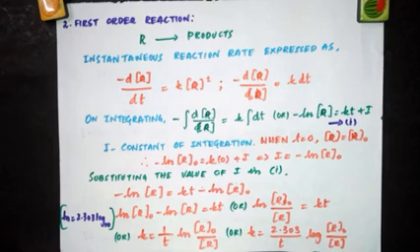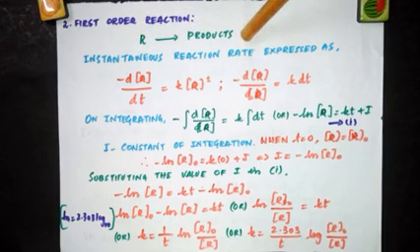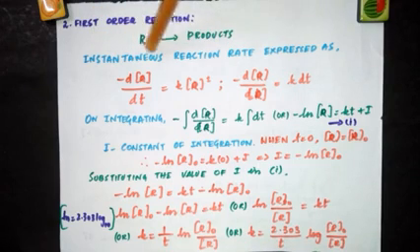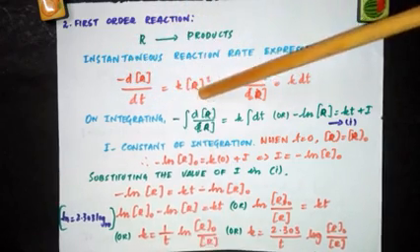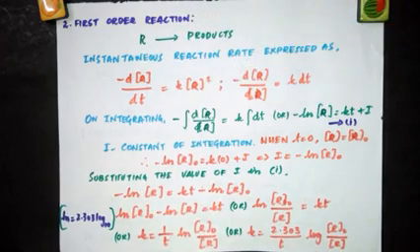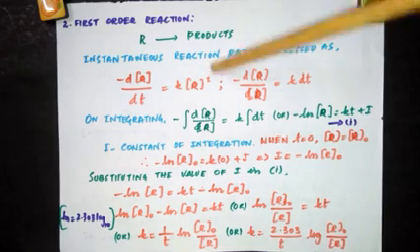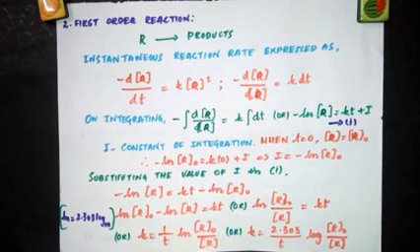We know in a first order reaction, the rate of the reaction is directly proportional to the concentration of the reactant. So let's take a reaction R giving products. For this, the instantaneous reaction rate can be written as minus dR by dt is equal to K into concentration of R to the power 1. Why do we put 1 here? Because we are taking a first order reaction. So we are putting 1 here, and that represents the first order reaction.